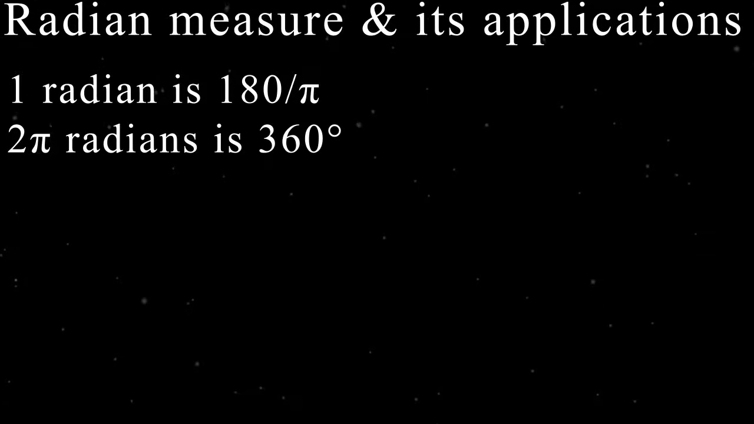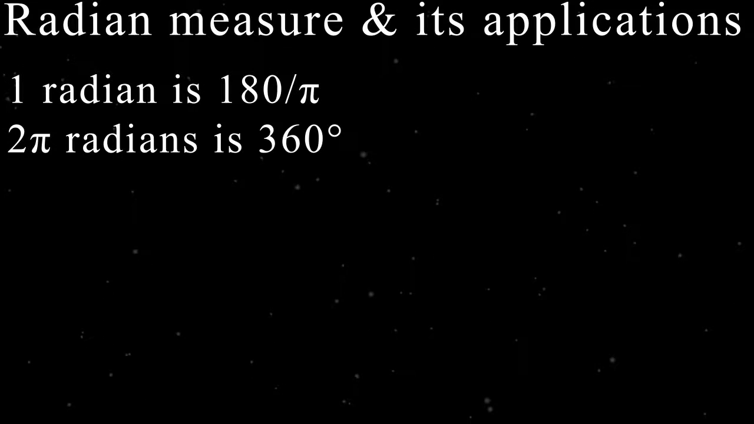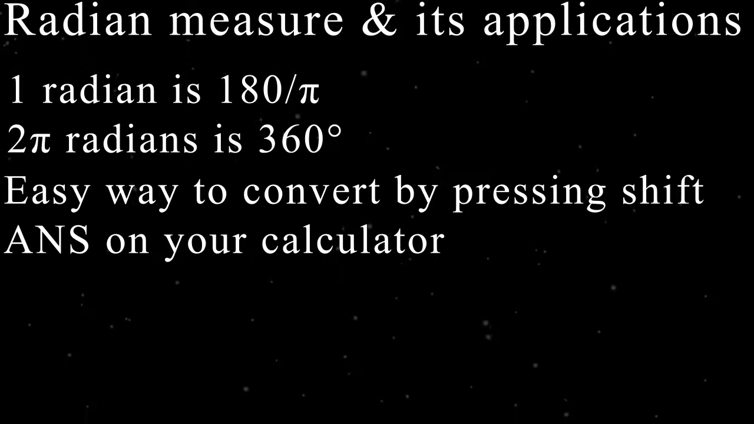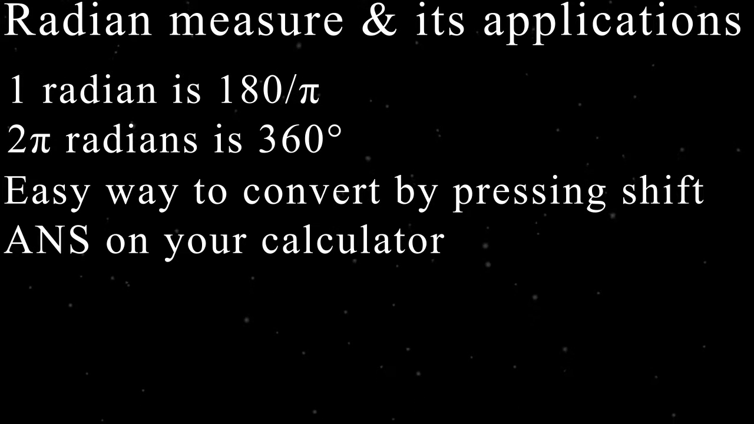In Chapter 6 we'll be dealing with radian measure and its applications. Nearly everything in this chapter will be dealt with in radians, so the first thing you'll need to be able to do is convert. 1 radian is equal to 180 degrees over pi, and 2 pi radians is 360 degrees. An easy way to convert is by pressing Shift Answer on your calculator. From here you'll be able to convert from radians to degrees and degrees to radians with ease.